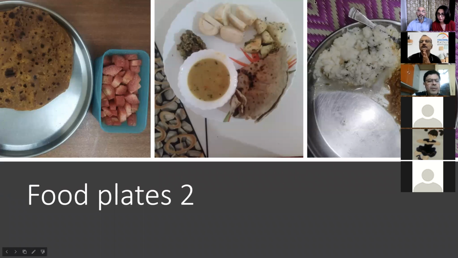The left-hand side plate, there is no vegetable, so no complex carbohydrates. Yes, vegetables are missing. Yes, we can add curd there. Yes, absolutely. Anything else which is sorely missing? Salads. Salads, yes. Vegetables. It is normally said that the plate has to be very colorful. Yes, and Irene, absolutely right.